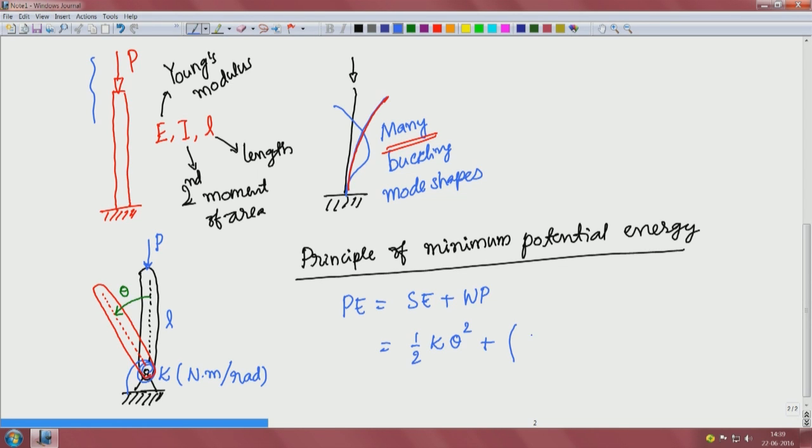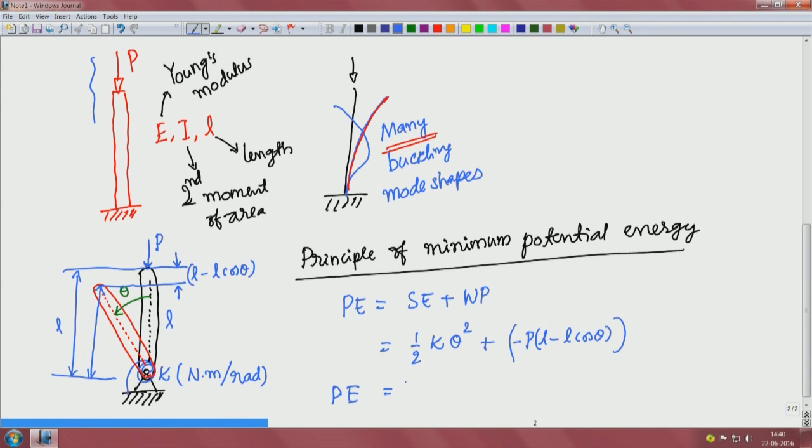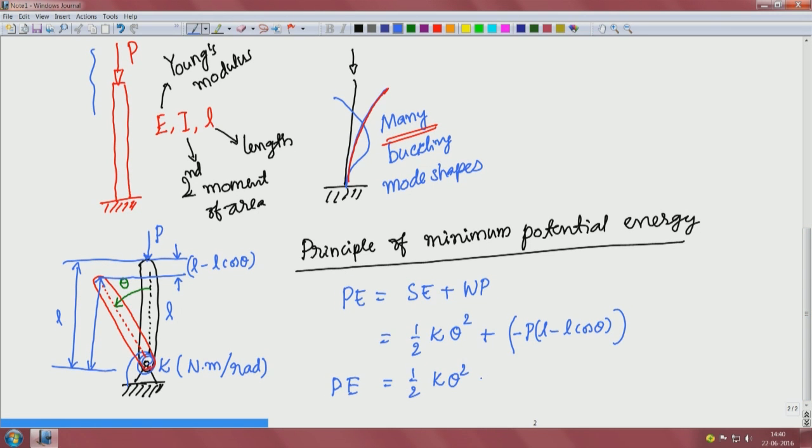So, here we have P, which is downwards, and when P acts here there will be a difference between these two points. That is the distance we need to take. The original one, from here to here, is L, and this is theta, so it will become L cosine theta. So, this is going to be L minus L cosine theta. We write that as L minus L cosine theta, in the same direction, so that will be positive, and it is a negative of the work done. So, we will have a negative. Overall, what I get for potential energy is half kappa theta square minus P into L minus L cosine theta.